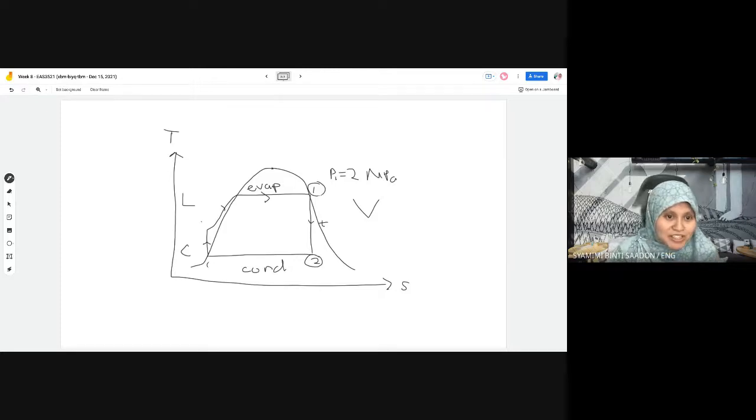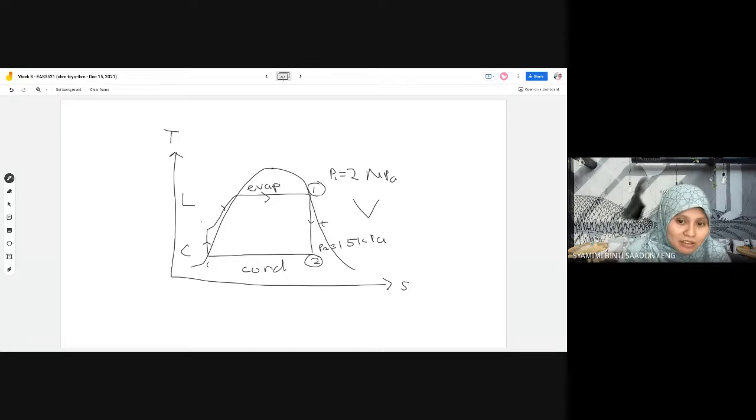Just look at the question. T1 is 400 degrees Celsius, V1 is 50 meters per second, and Z1 is 10. And then the outlet, P2, is 15 kilopascal. Sorry, 15 kilopascal. So look here, the pressure is decreased from 2 megapascal to 15 kilopascal. So the pressure is being decreased, so it is an expansion process.